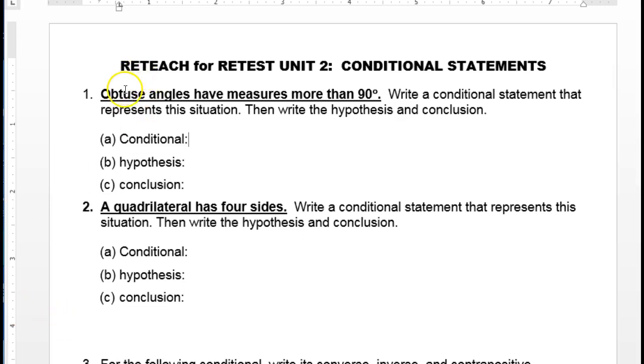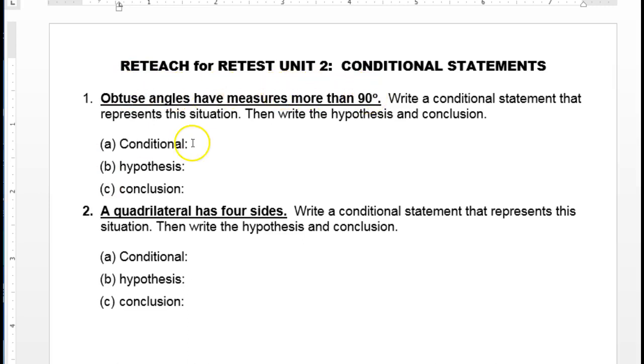So if we have this sentence, obtuse angles have measures more than... I want to write it as an if-then sentence. So I'm going to start, if an angle is obtuse, then it has a measure more than 90.